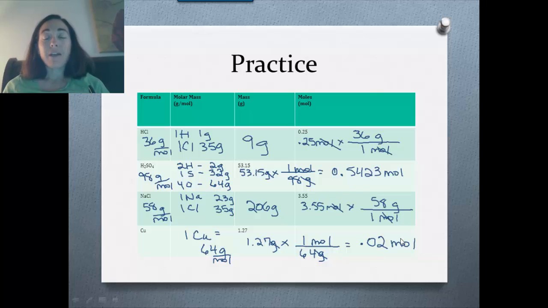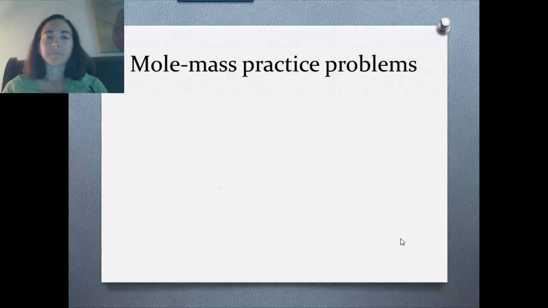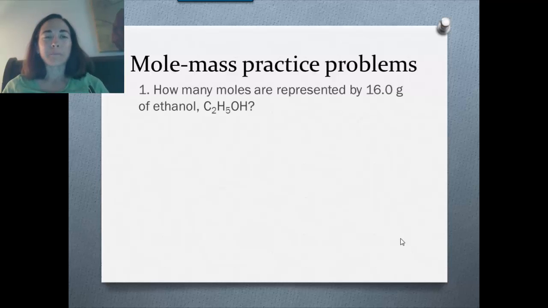Let's see if you've got the pattern. We're going to work some more problems out, but this time they're going to be word problems. Let's do some mole mass practice problems. These are also on your note sheet. We'll just go through them slow and together.